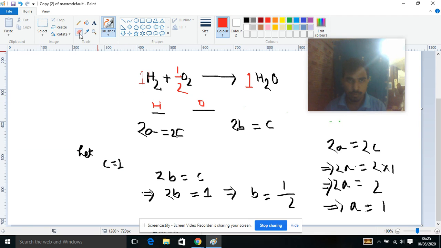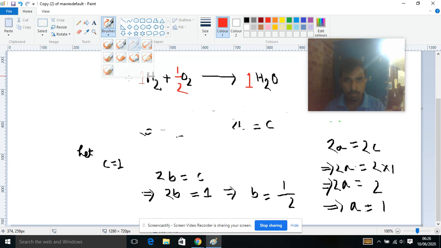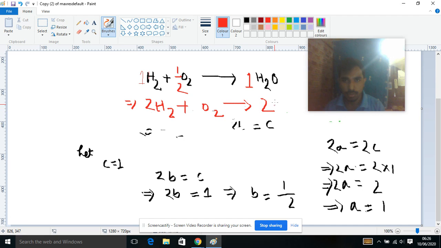So we have to multiply by 2. We'll get twice H2 and oxygen gives twice H2O. This is the process of balancing this molecule. Hydrogen here is 4 and here 4. Here oxygen 2, here oxygen 2.